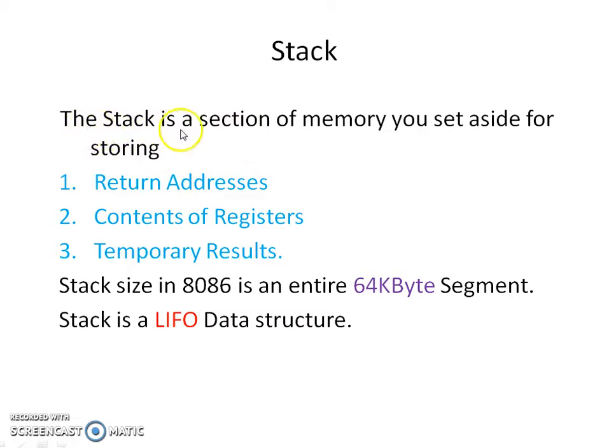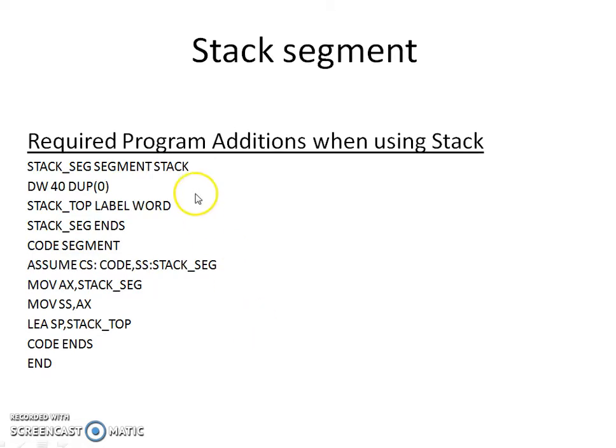So the stack is a section of memory you set aside for storing return addresses, contents of registers and temporary results, and the size of the stack can be up to a 64 kilobyte segment. The entire 64 kilobytes you can use as a stack, and it is a data structure called a last in first out data structure. That means the item that enters last into the stack is the item that comes out of the stack first.